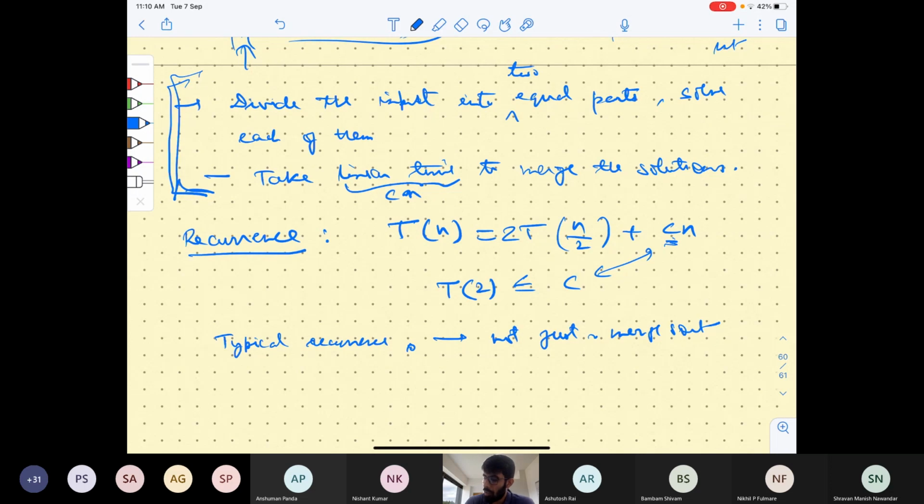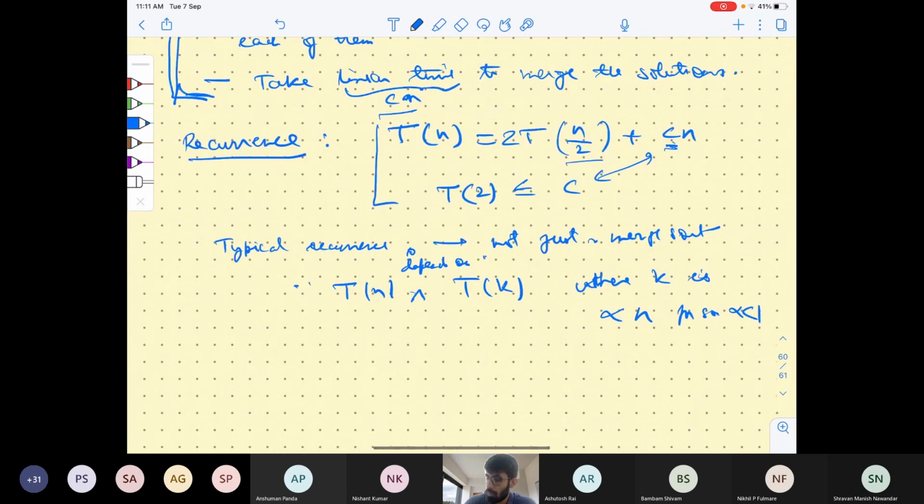Now, another generalization can be that Tn is equal to some number times Tk, where it depends on Tk instead of n over 2, right? Where k is some linear function, or k is alpha n for some alpha less than 1, something like that. Anyway, this is the main recurrence that we get if the problem sizes are going to be equal, and if there are two problems there, right?